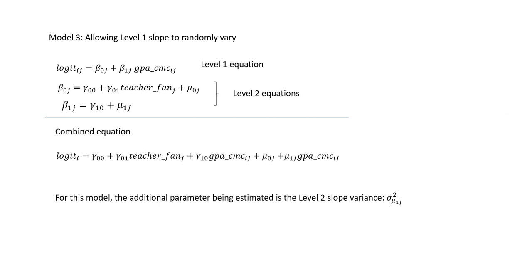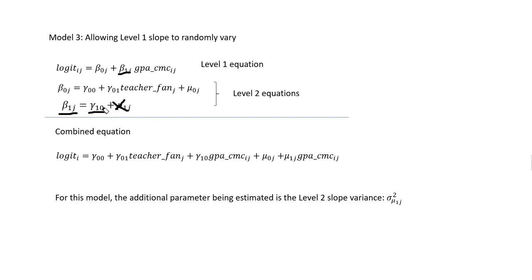Okay, so for our third model, we're going to allow the slope for GPA to randomly vary across classrooms. There's just one minor permutation to our model. Under level 2 equations, you can see this beta 1j, which is what was originally being substituted into our level 1 equation. The gamma 10 reflects the fixed effect for GPA. So without this component, this would be the estimated effect of GPA on the predicted logits across all of the classrooms, and so we were treating it as fixed across all classrooms.